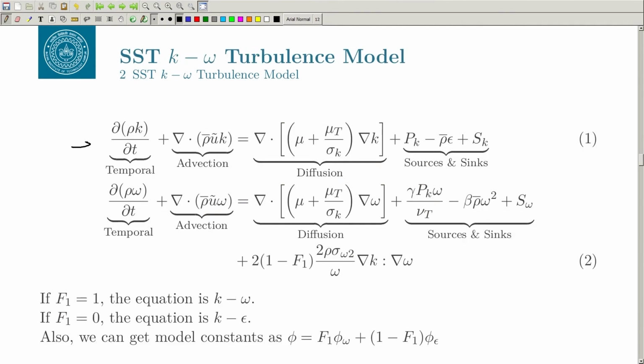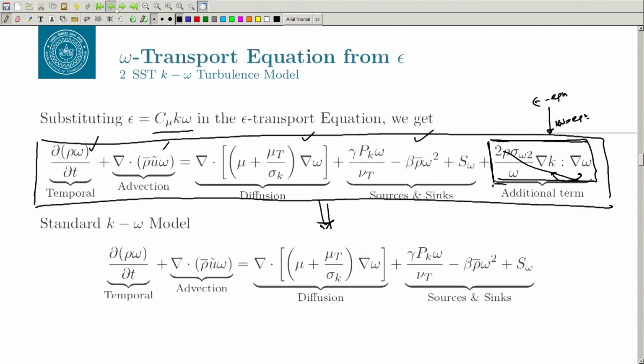So, this is your k equation and this is your omega equation, and then you will have an additional term. Remember, here it was 2 rho sigma omega 2, again sigma omega is a model coefficient, over omega, times a term which basically multiplies each component of the gradients of k and omega. So, this will be delta k by delta x, delta omega by delta x, plus delta k by delta y, delta omega by delta y, plus delta k by delta z, delta omega by delta z. That is the term represented here. So, we want to retain this term.